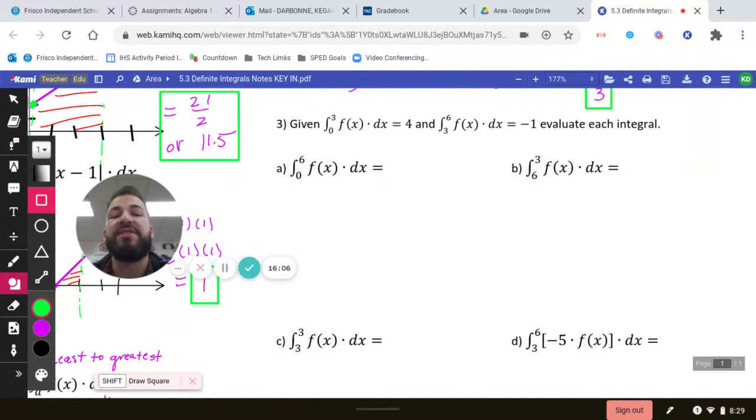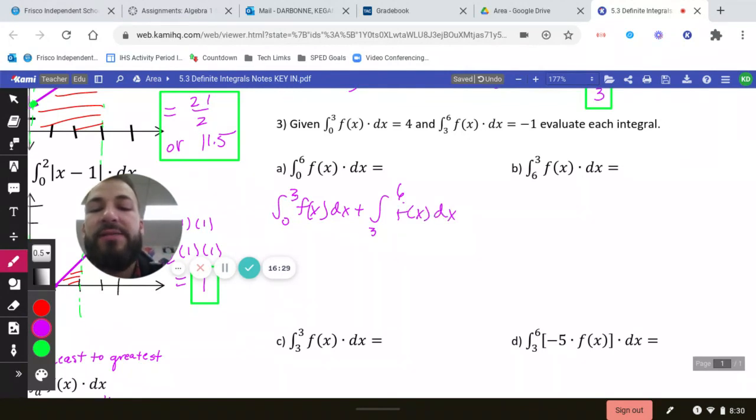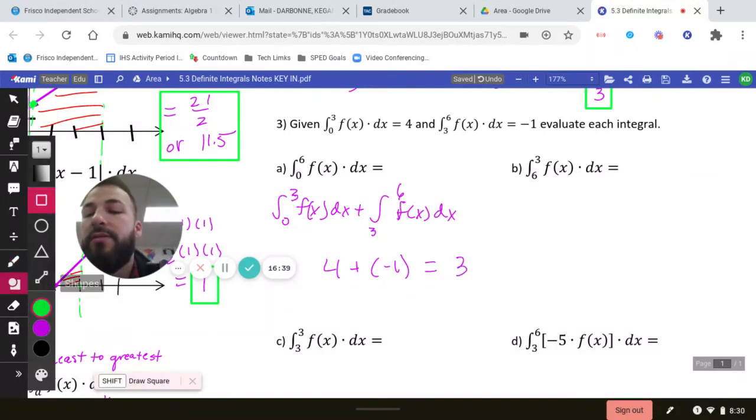So a is the integral from 0 to 6. So that's just both of my integrals put together, because I can split the integral from 0 to 6 into the integral from 0 to 3 of f of x dx plus the integral from 3 to 6 of f of x dx. So then I can just plug in what both of those are, which is 4 and -1. So 4 plus -1 is equal to 3. Nice and simple, just using my integral properties.